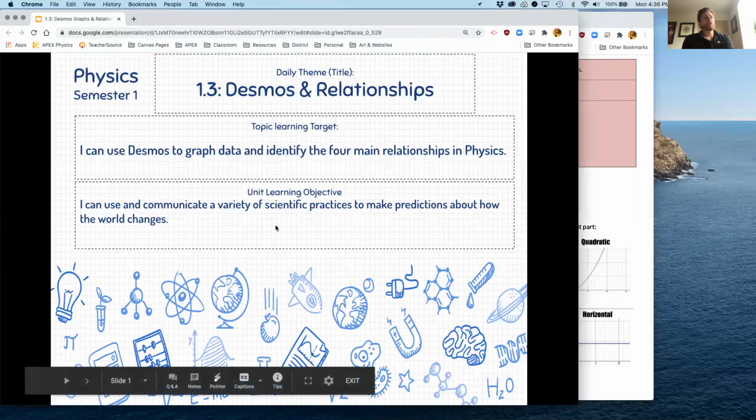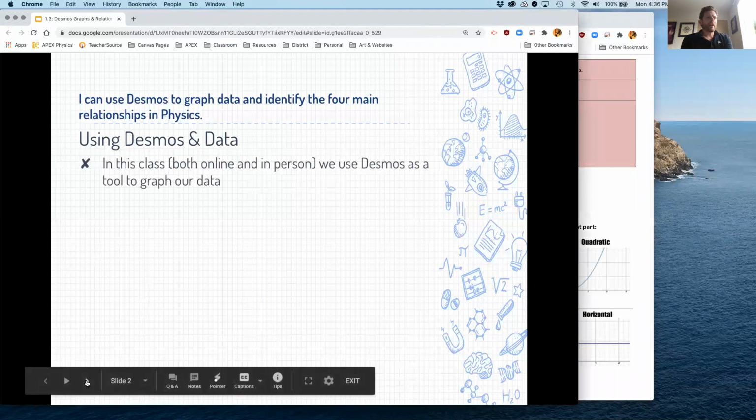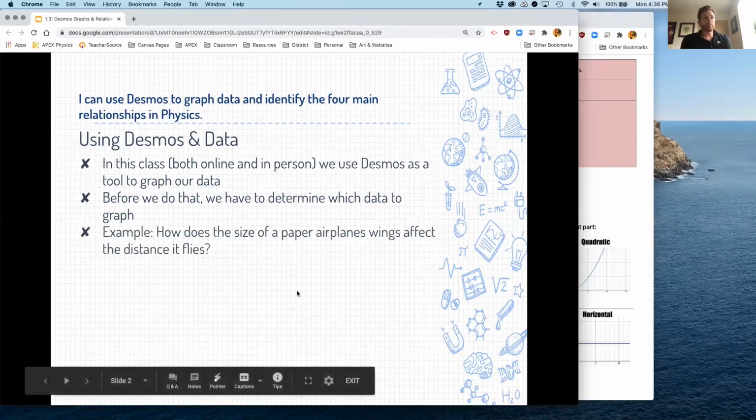So we're talking about Desmos and relationships. In this class, whether you took it online, or you're taking it online right now, or you took it in the past in person, we use Desmos a lot, but maybe your school didn't, okay? So Desmos is a website, but it's basically a graphing calculator, all right? And we use it to graph our lab data, okay? But before we do that, I want to talk about data tables and understanding them, especially how I organize them in my class.